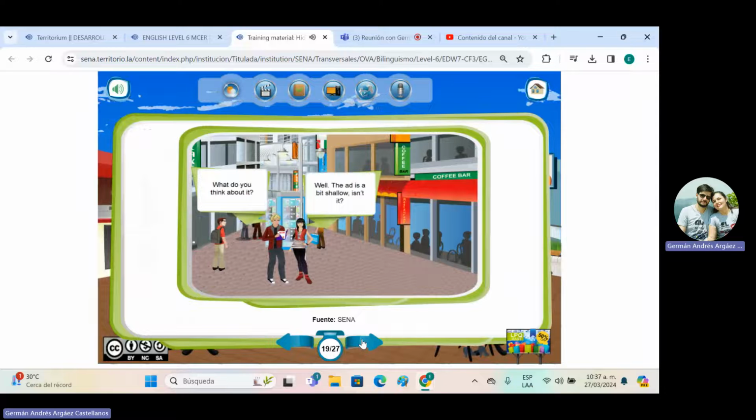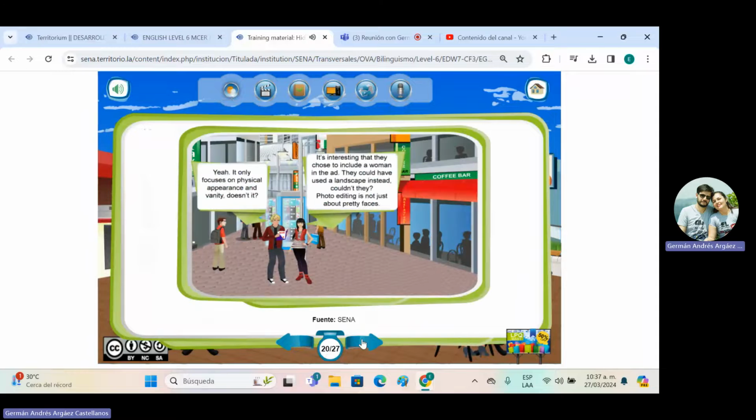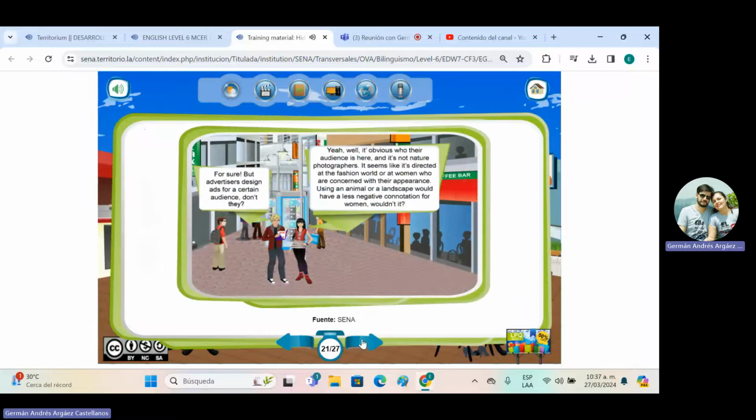Well, the ad is a bit shallow, isn't it? Yeah, it only focuses on physical appearance and vanity, doesn't it? It's interesting that they chose to include a woman in the ad. They could have used a landscape instead, couldn't they? Photo editing is not just about pretty faces. For sure, but advertisers design ads for a certain audience, don't they? Yeah, well, it's obvious who their audience is here, and it's not nature photographers. It seems like it's directed at the fashion world or at women who are concerned with their appearance. Using an animal or landscape would have a less negative connotation for women, wouldn't it?